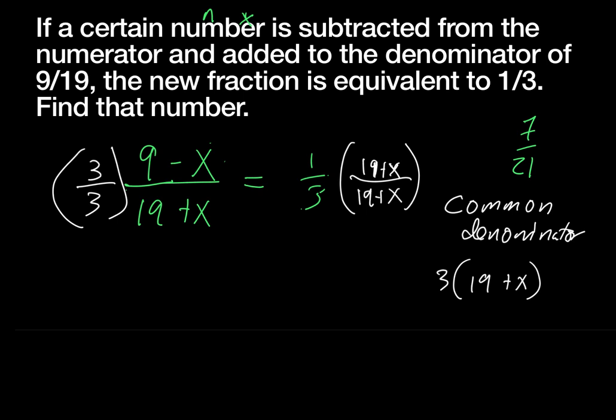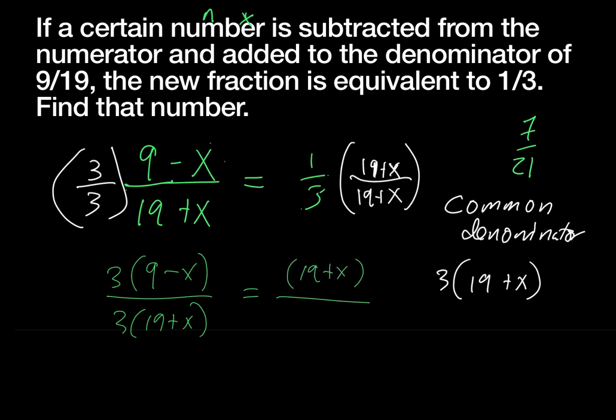On the left, I will have 3 times 9 minus x over 3 times 19 plus x, equals 1 times 19 plus x. I didn't write the 1 times. You can if you want to. Over 3 times 19 plus x.